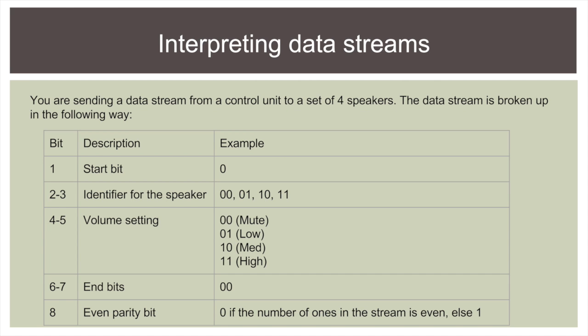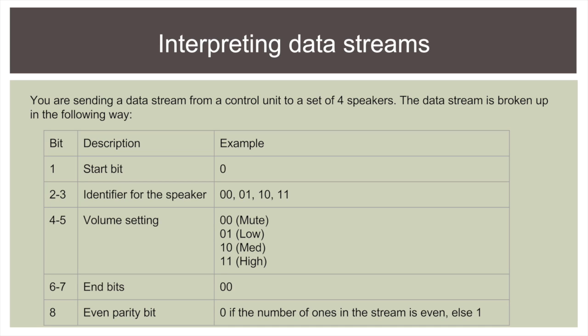So, we're going to learn how to interpret some data streams. Okay. In this scenario, we're going to be sending a data stream from a control unit to a set of four speakers. The data stream is broken up in the following way. The first bit will be the start bit, and that will be a zero. And that signifies we're starting to send some data. Bits 2 and 3 will be identifiers for speakers.